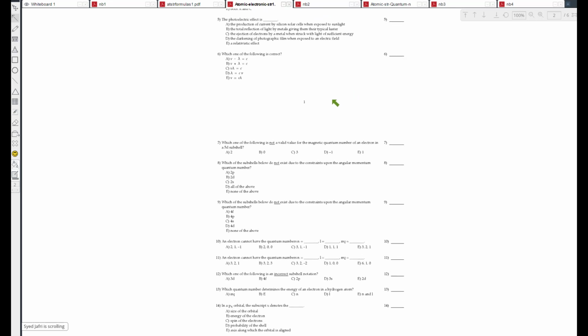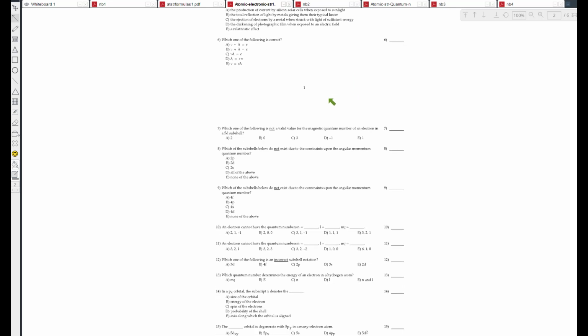Got it. Okay, now question number 6: which one of the following is correct? D? Let me see. C is equal to lambda nu. You're right.